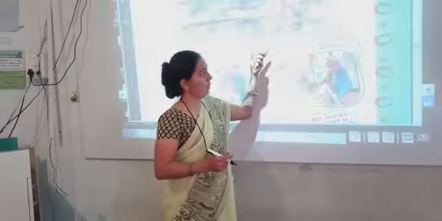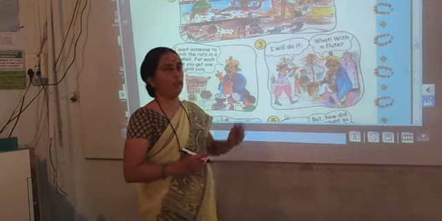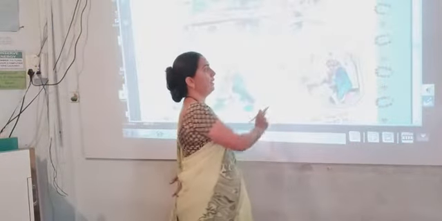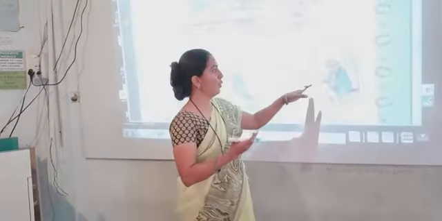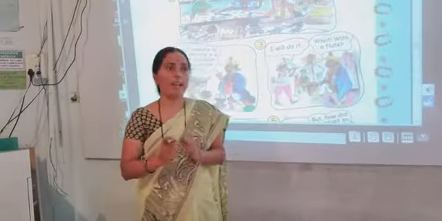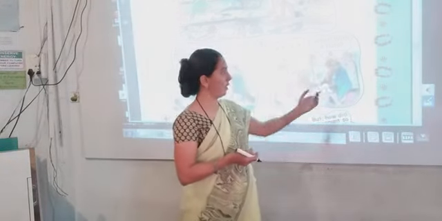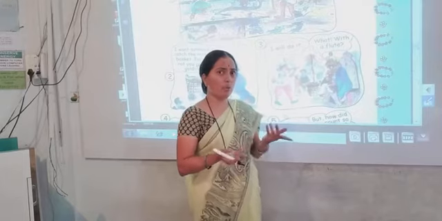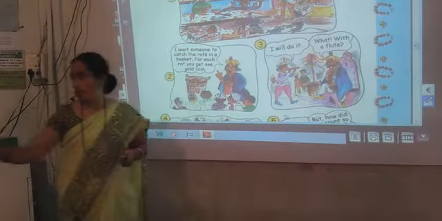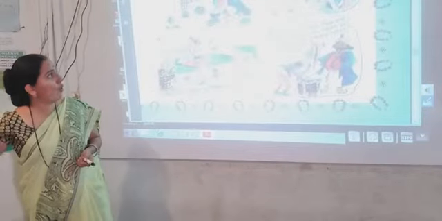In the picture number 3, you can see there is a flute man. The flute man has come and he said that I will do it. I will catch the rats. Now the king said, what? With a flute? The king is asking him, with a flute you are going to catch the rats? How? Now let's see what is there in the picture number 4.